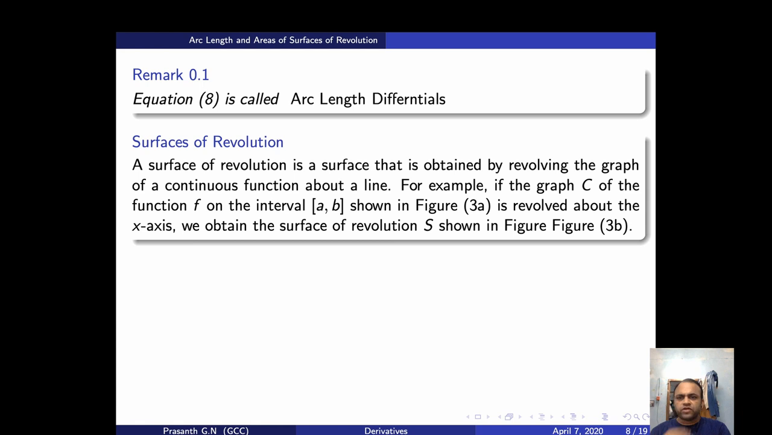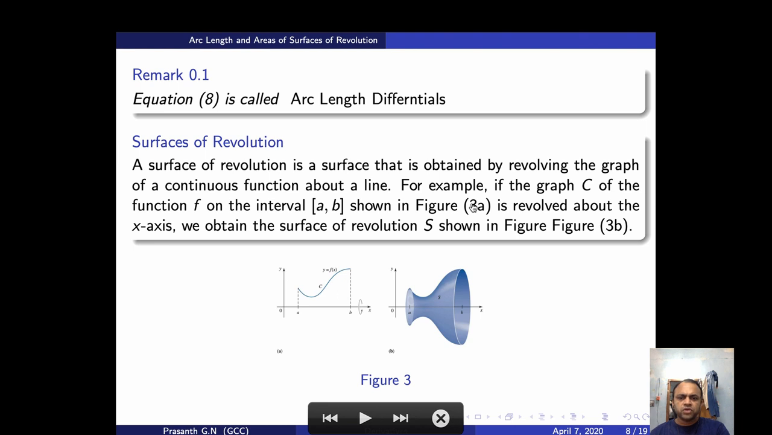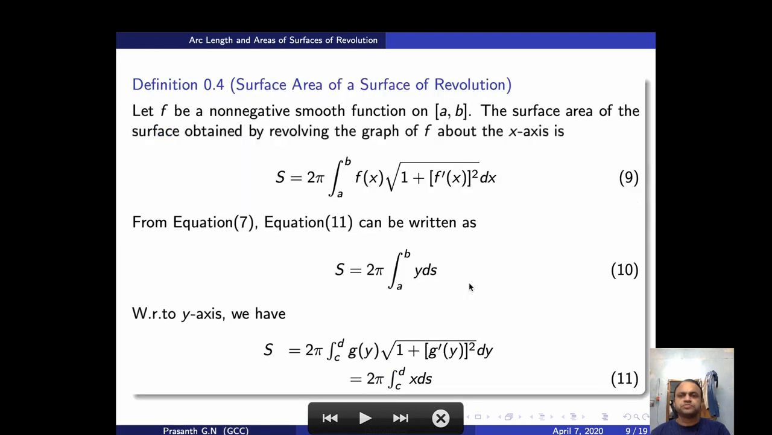Now let us see the surface of revolution. A surface of revolution is a surface that is obtained by revolving the graph of a continuous function about a line. For example, if the graph C of the function f on the interval [a, b] shown in figure 3a is revolved about the x-axis, we obtain a surface of revolution S as shown in figure 3b. You see, this is that curve. You revolve this curve, not the area. When you revolve the area about the x-axis, you will get the volume. But if we revolve only this curve, we will get a surface.